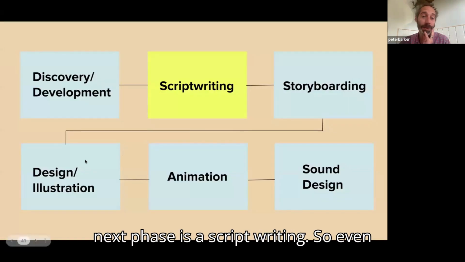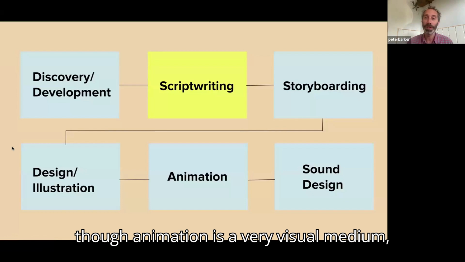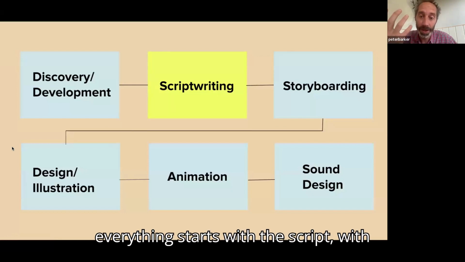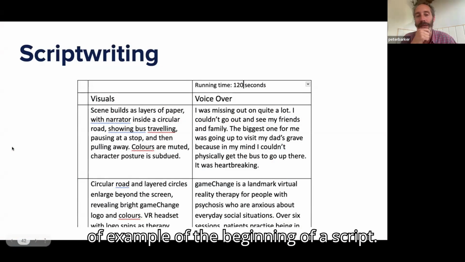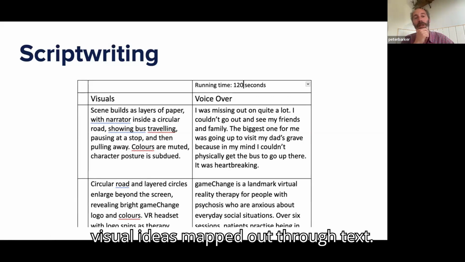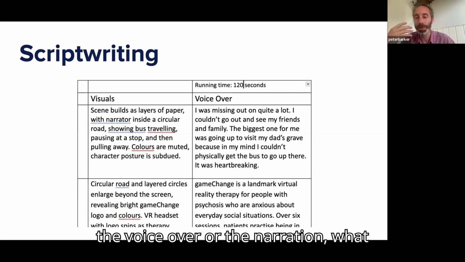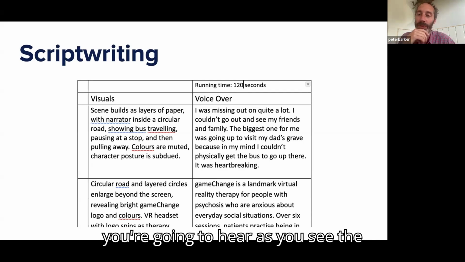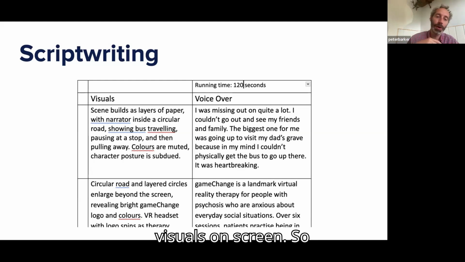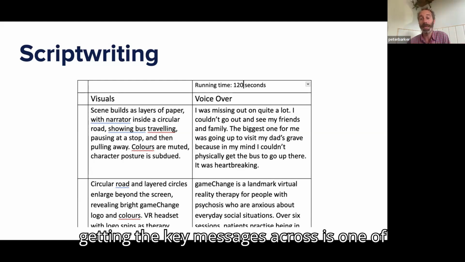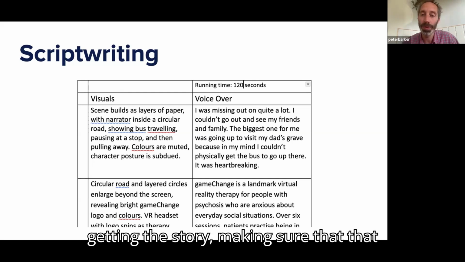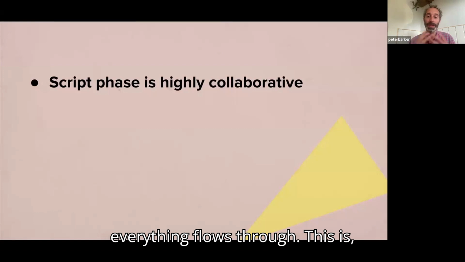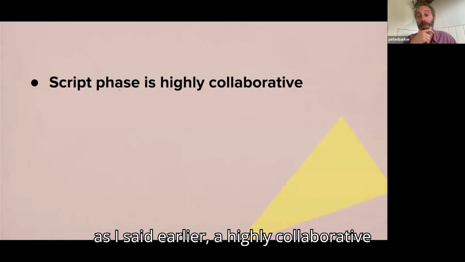The next phase is the script writing. Even though animation is a very visual medium, everything starts with a script, with the writing. Here's a short example of the beginning of a script. On one side, you'll have the early visual ideas mapped out through text, and on the right-hand side, you'll have the voiceover or the narration, what you're going to hear as you see the visuals on screen. Getting the key messages across is one of the most important things for the script, getting the story, making sure that everything flows through. This is, as I said earlier, a highly collaborative part of the process for us.